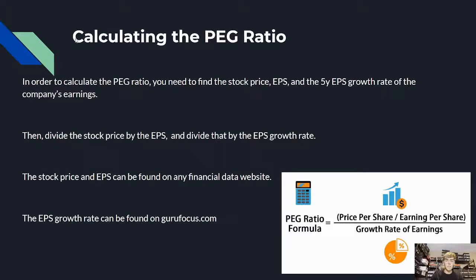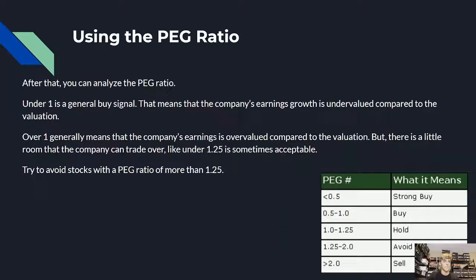So in order to calculate the PEG ratio, of course, you need the stock price, the earnings per share, EPS, and the 5-year EPS growth rate, the average of the last 5 years. What you need to do is divide the stock price by the EPS, and then divide that by the earnings growth. The stock price and EPS can be found on any website, really, but for the earnings growth, we're going to use gurufocus.com today.